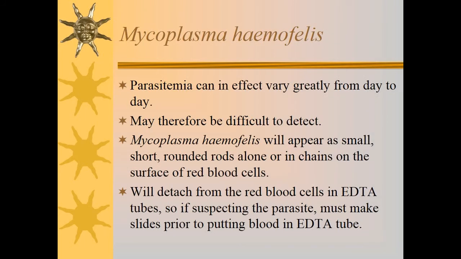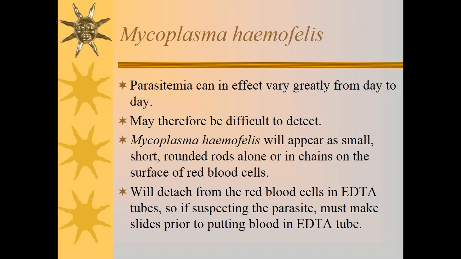Mycoplasma haemofelis. A cat becomes infected from a bite from an infected flea, and soon, the cat's red blood cells are covered with free-floating Mycoplasma organisms. Mycoplasma haemofelis will appear as small, short, rounded rods, alone or in chains, on the surface of red blood cells. Visible parasitemia can, in effect, vary greatly from day to day, even hour to hour. Mycoplasma haemofelis may therefore be difficult to detect.